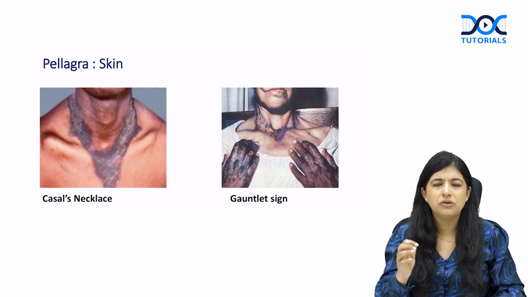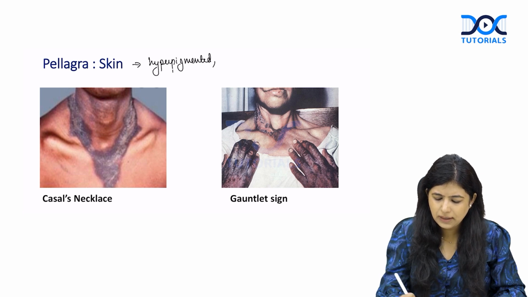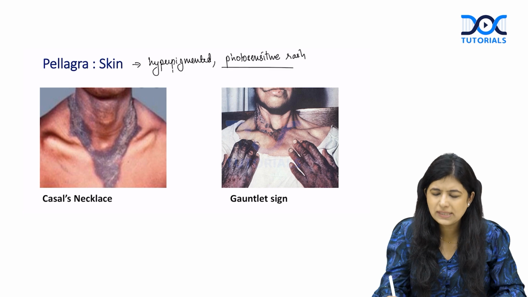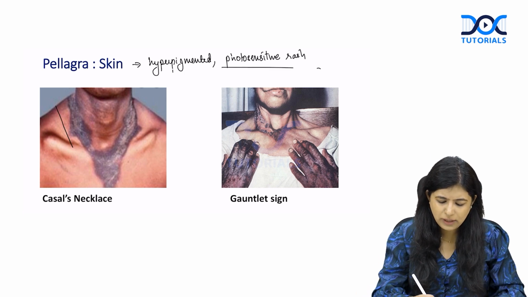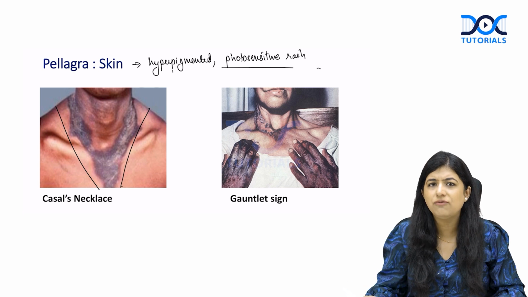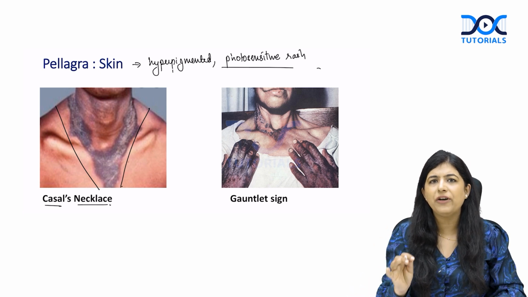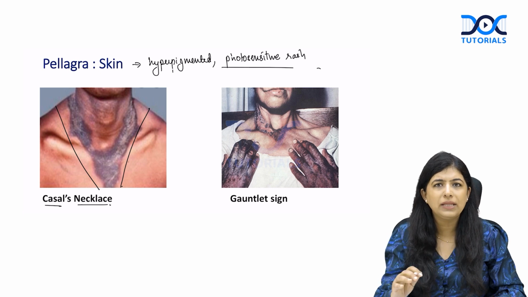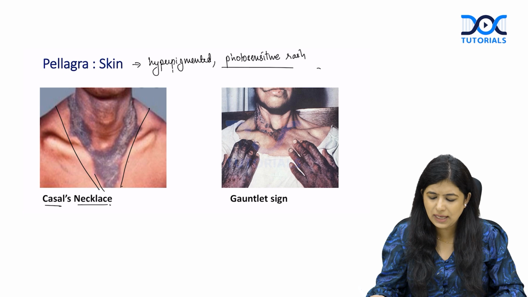In the skin, the rash in Pellagra is a hyperpigmented photosensitive rash, that is, it is present in areas which are exposed to sun. That includes face, neck, and the hands. Now, on the neck, when you see this hyperpigmented rash in the V distribution, it is called as the Casal's necklace. A very, very important image for all the exams. Casal's necklace will be this V-shaped rash that you see in the neck.